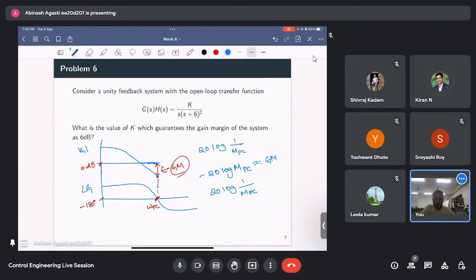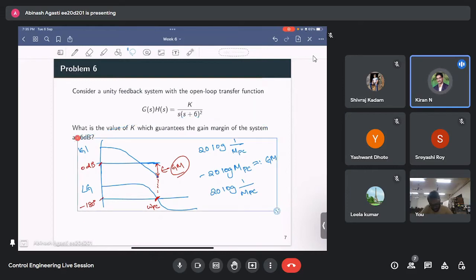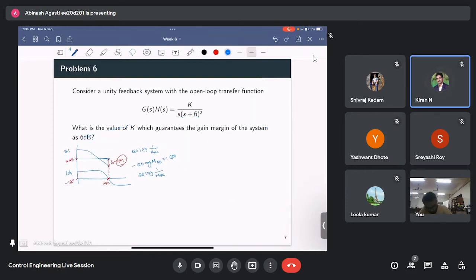Yes. Okay. So now tell me, how do we find out the phase crossover frequency of this transfer function? We replace s by j omega and equate the imaginary part to 0.